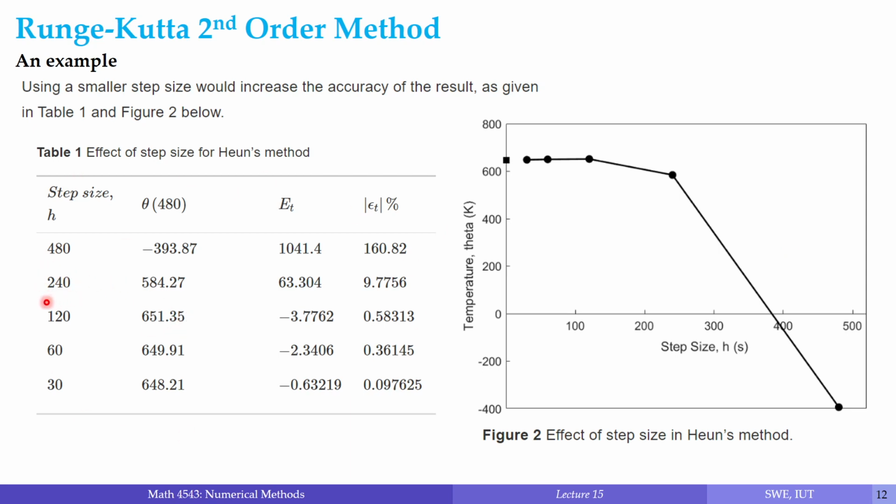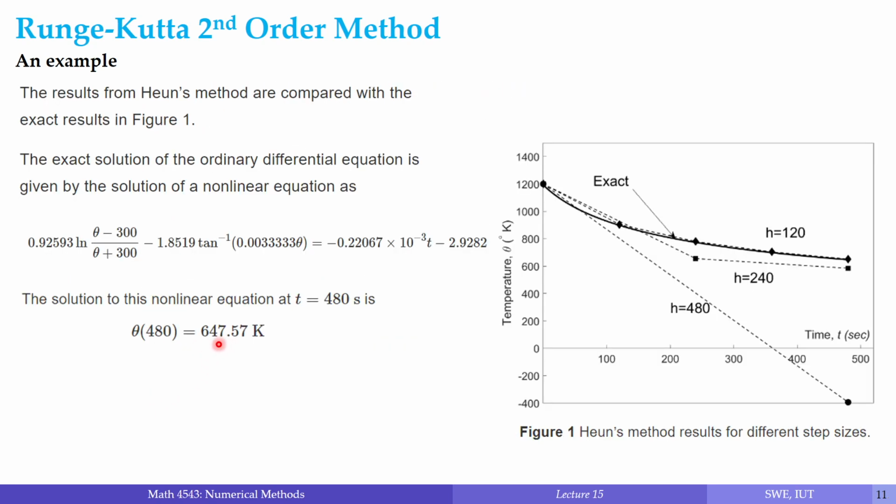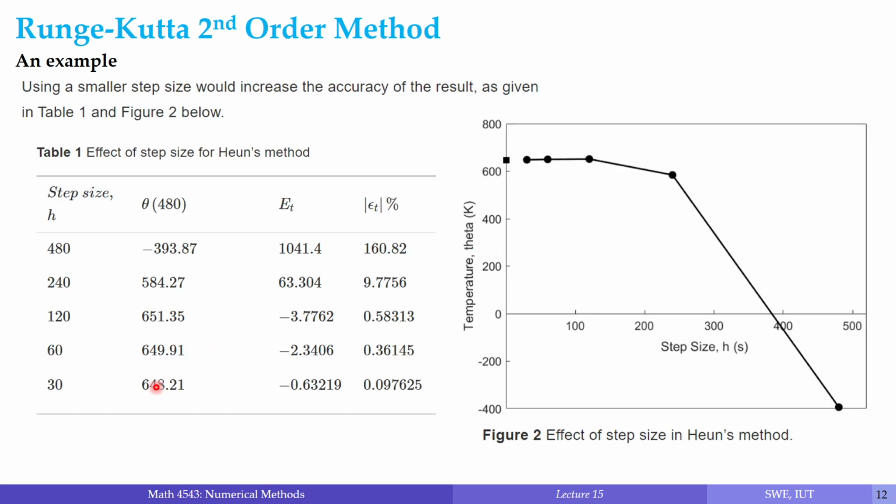So whatever step size we take, if we decrease it by half each time, we end up with values of theta, or the values of the temperature at the time t equals 480 seconds, as something very close to the exact value 647.57 kelvins, right? So see, for the step size 30, we get 648.21 kelvins, right? Which is very near to the exact value. And the true error and the absolute relative true error gradually decrease while we decrease the step size bit by bit, or if we decrease the step size by half each time, right? So one salient thing is to decrease your step size if you get a very big error.